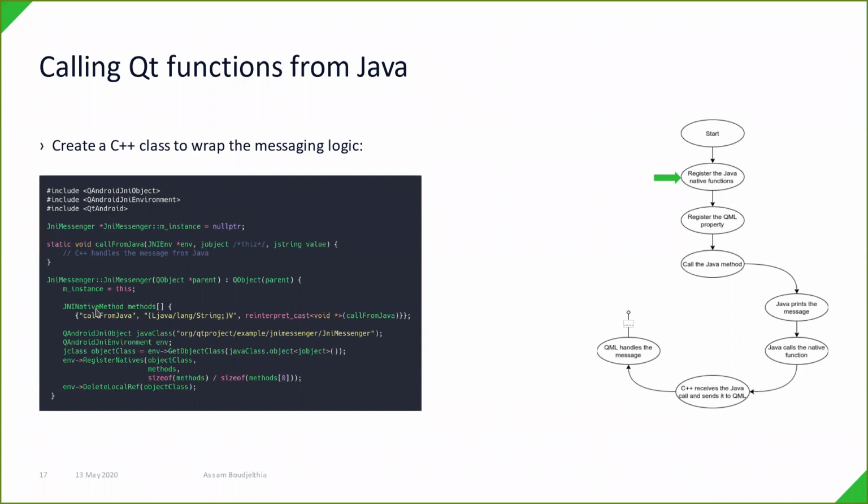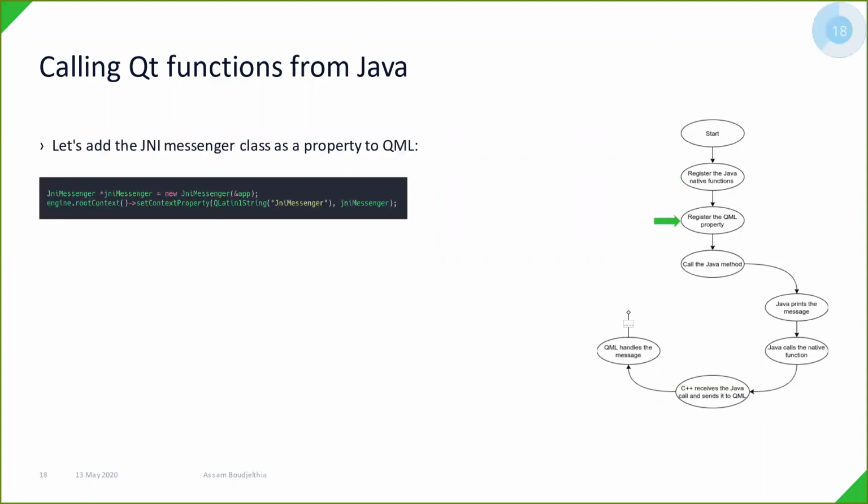So we define a JNI native method array and give it the name and the signature for the Java class, and then give it a pointer for the C++ function. So this Java function will then be called to the C++ function, which is this one in here. And then we will need to call the register natives and give it both the class reference and the methods array. And this has to be done, of course, before any call using that native call.